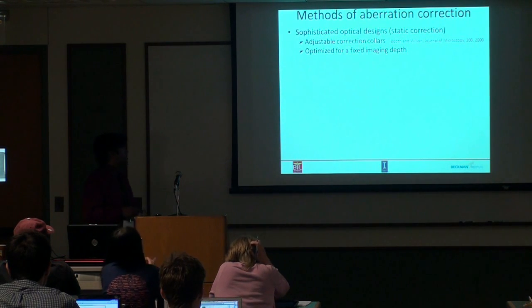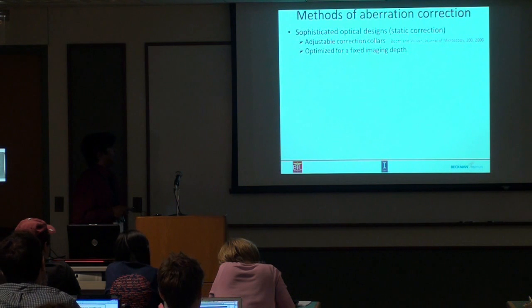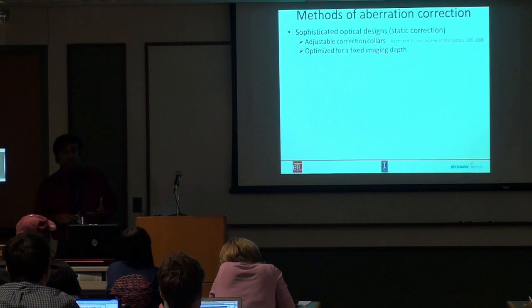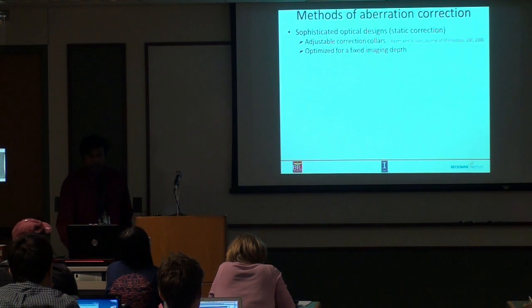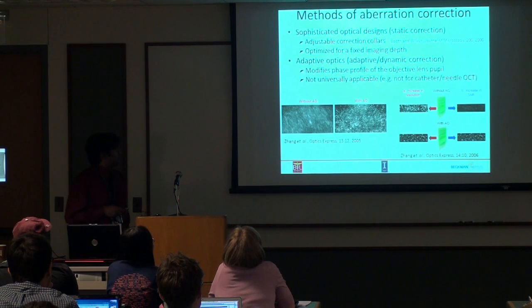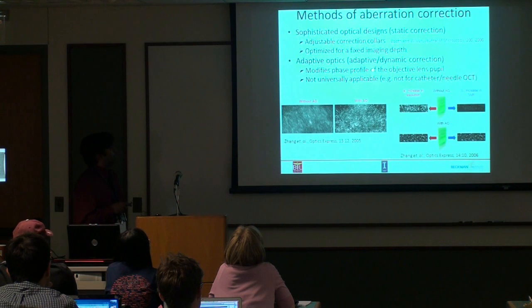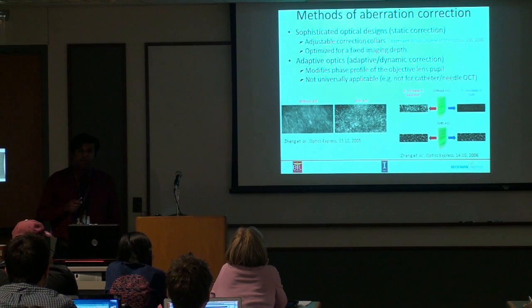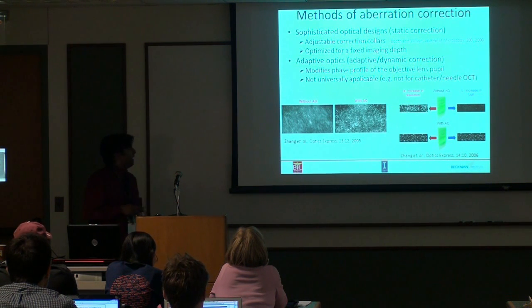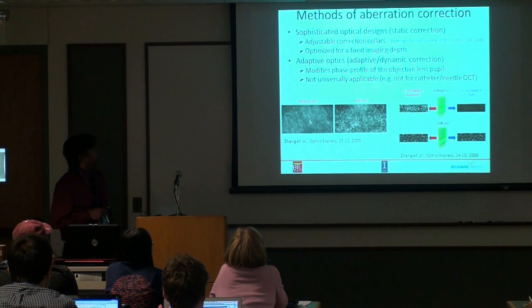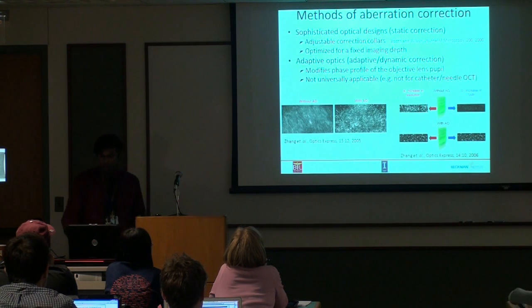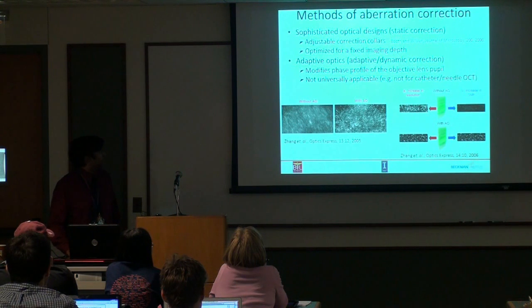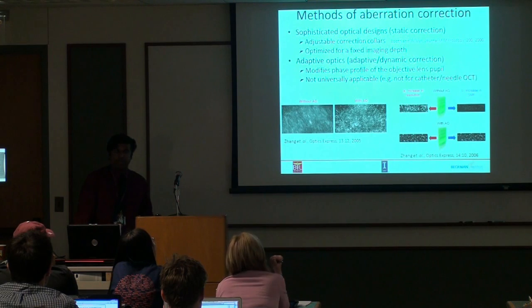So traditionally, aberrations are corrected through the use of a sophisticated optical design, such as a microscope objective with an aberration correction collar. Now, this actually optimizes the correction for a given depth in the sample. However, in OCT and ISAM, we're interested in optimal resolution throughout a 3D volume. Another technique, adaptive optics, utilizes a deformable mirror to dynamically modify the phase profile of the objective lens pupil. Now, in addition to utilizing complicated and expensive optical hardware, it's not generally applicable. For instance, it's incompatible with catheter or needle-based OCT systems, both of which are known to suffer from problems with astigmatism. With this class of techniques, the aberration correction is fixed at the time of imaging.